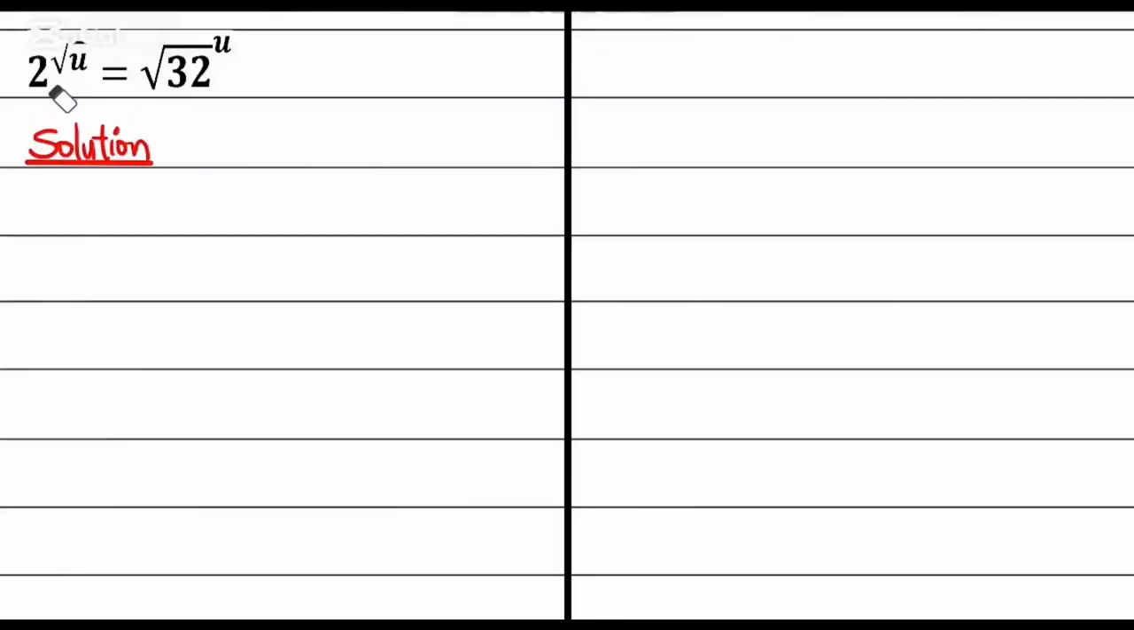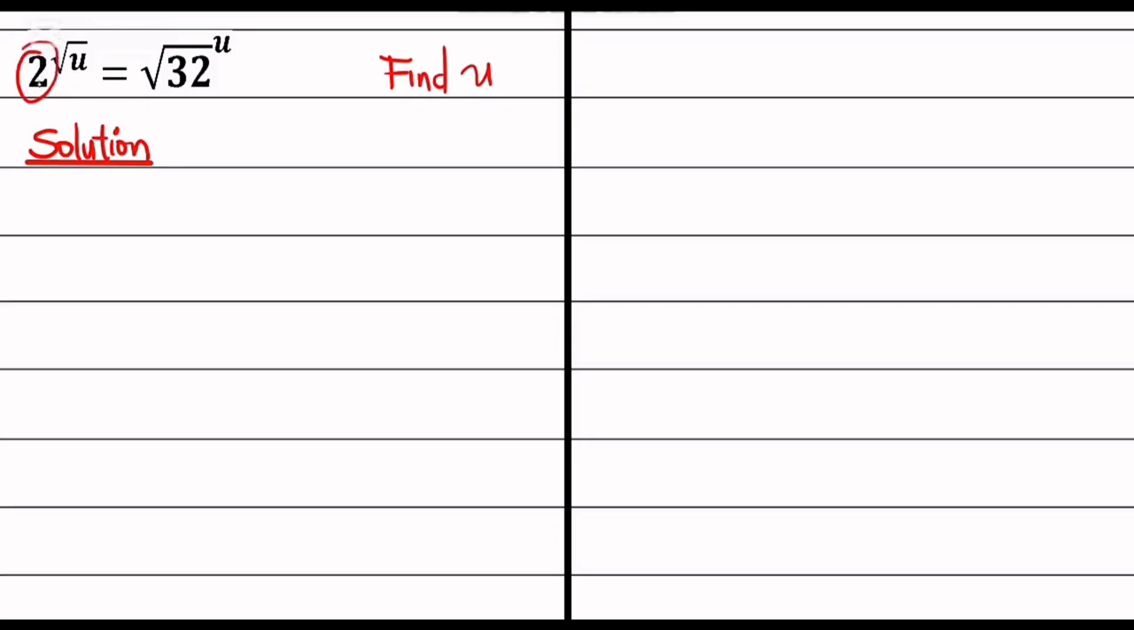Solving this question: 2 raised to the power square root of u equals square root of 32 raised to the power of u. What we need to observe here is that the unknown variable we're looking for is on both sides of the equation. And the best thing to do in order to handle this is to make sure that both sides of the equation have equal base.